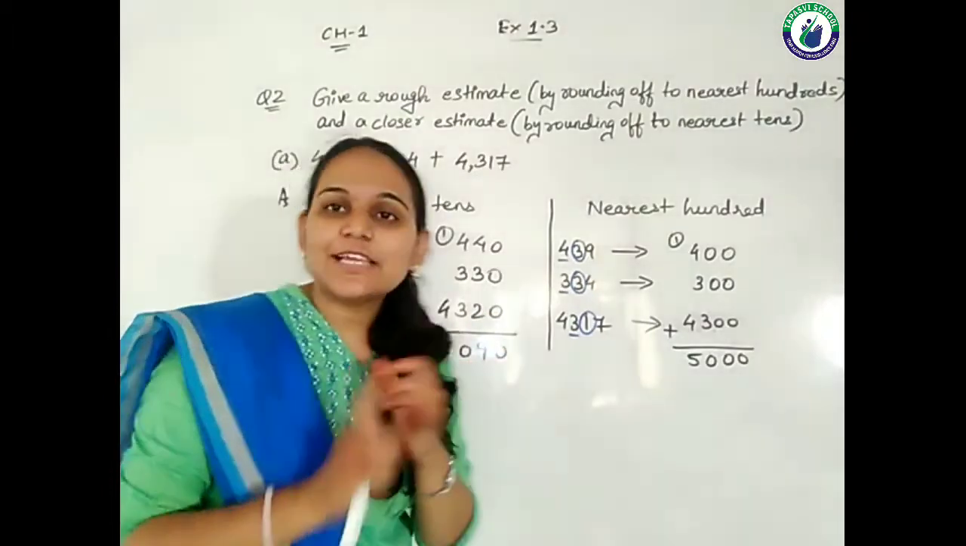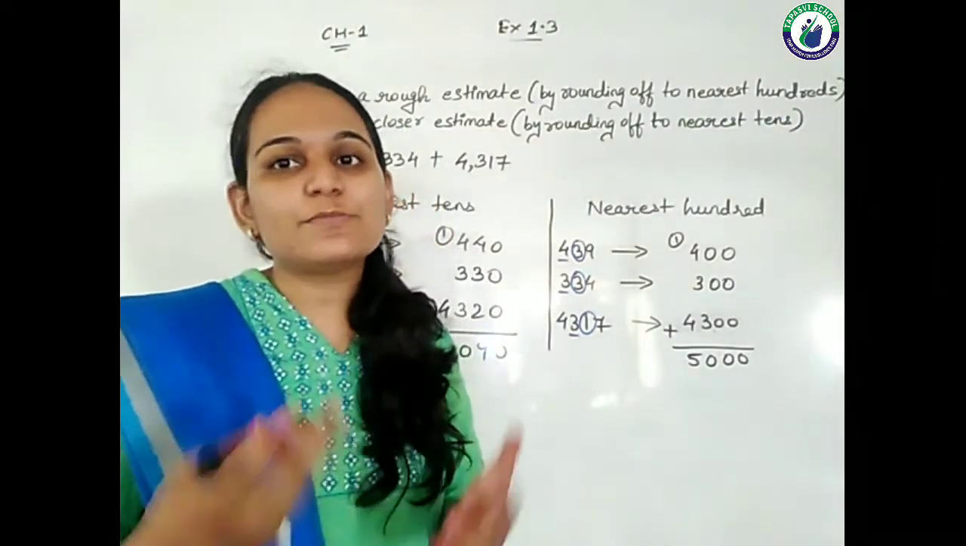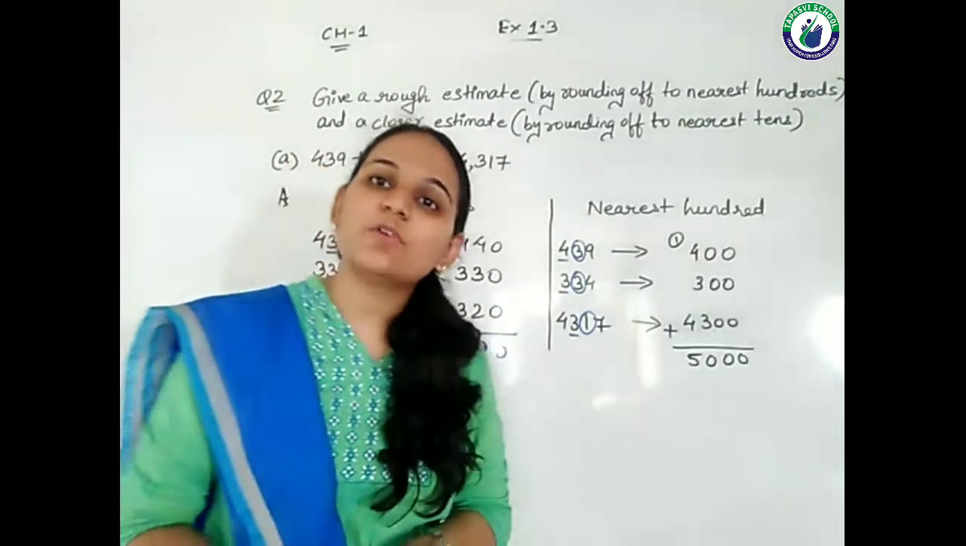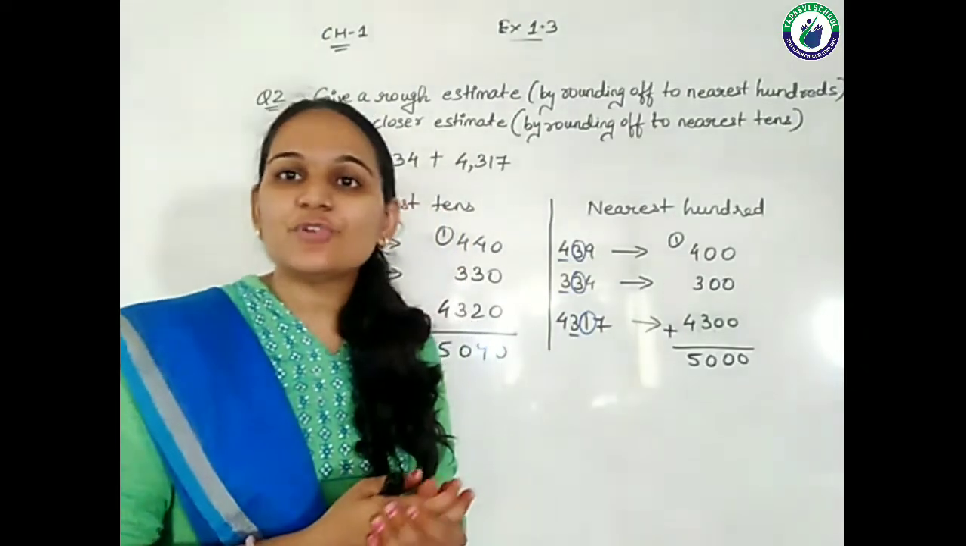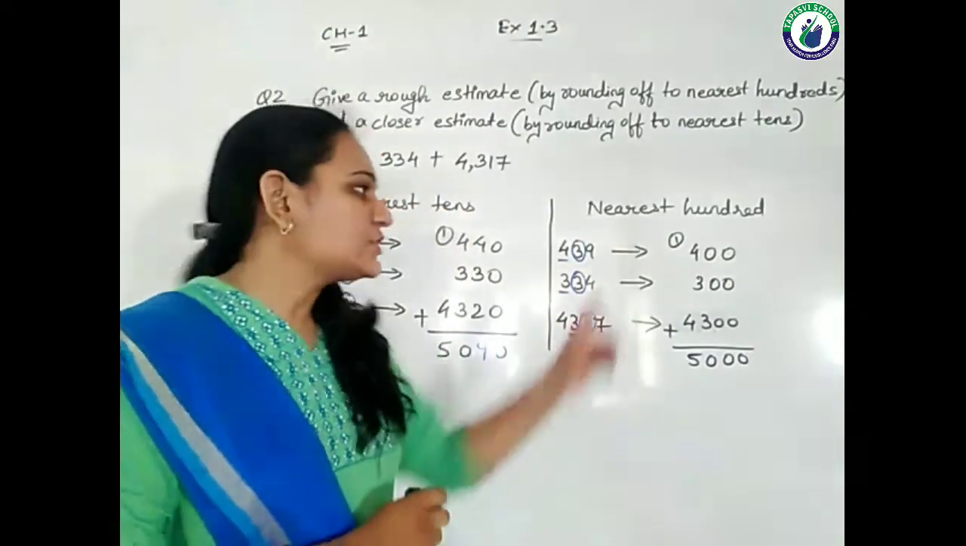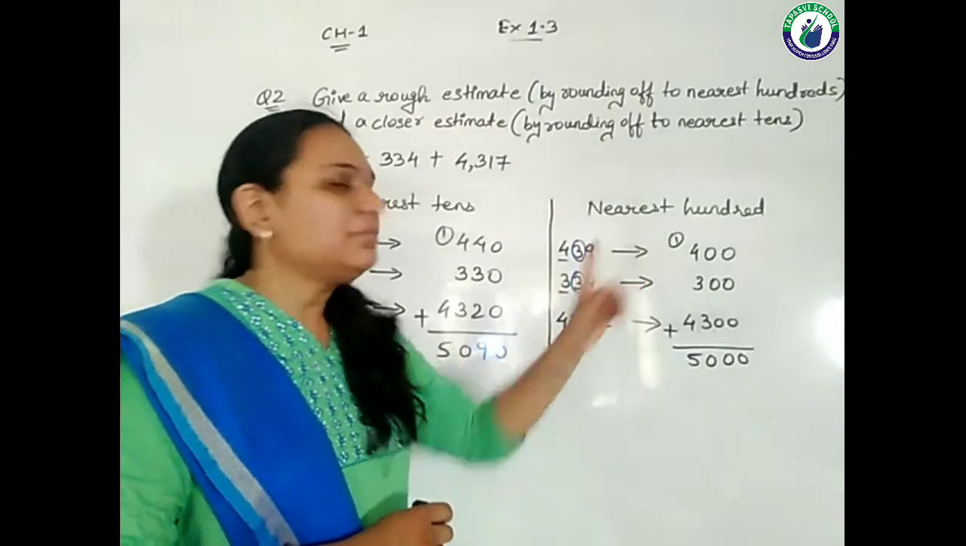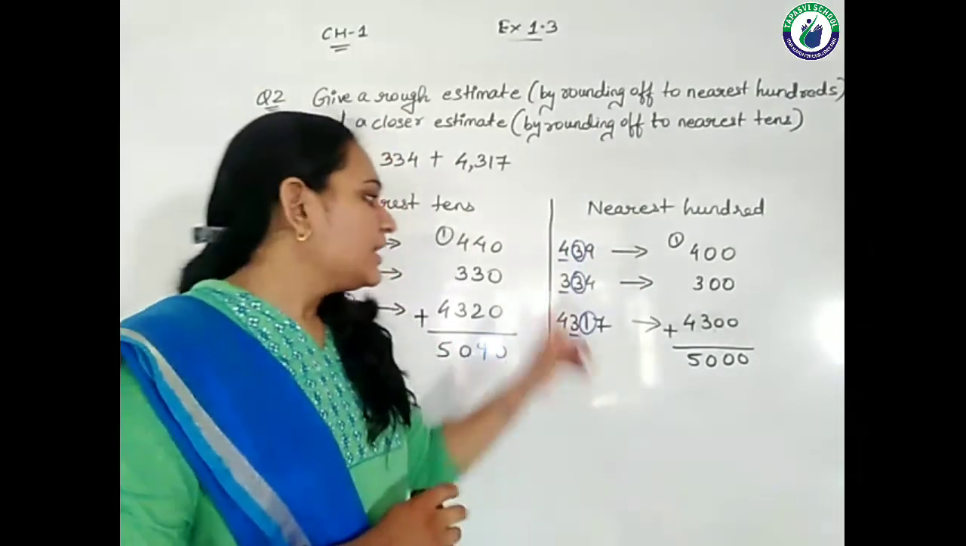So the 3 is less than 5, equal to 5 or more than 5? It is but always less than 5, students. So I am not going to do any kind of addition to the underlying digit, so 4 will remain as it is and the remaining digits will become 0, 0.